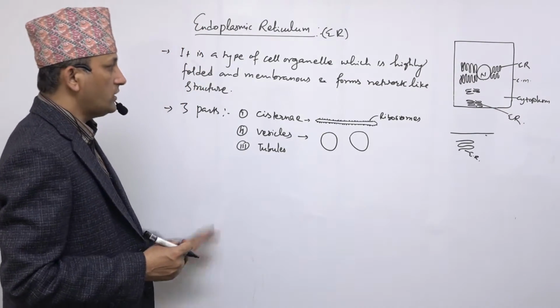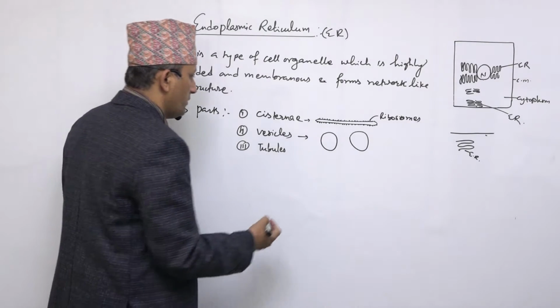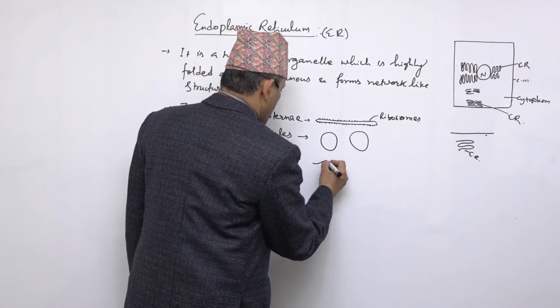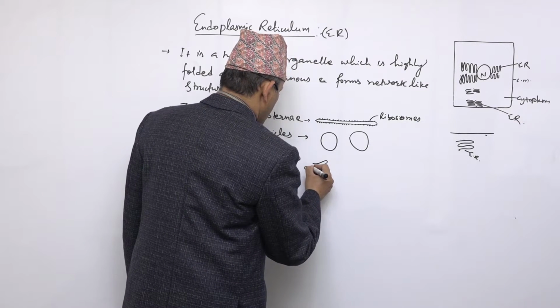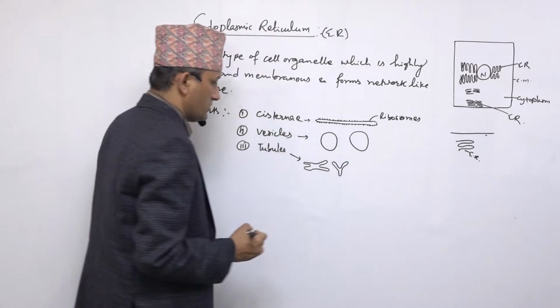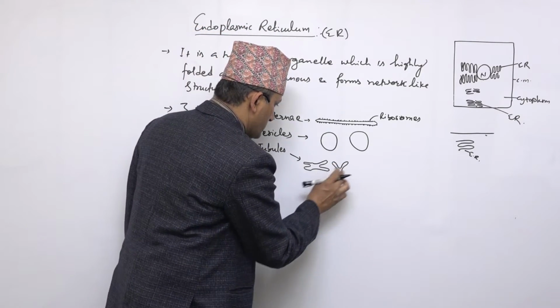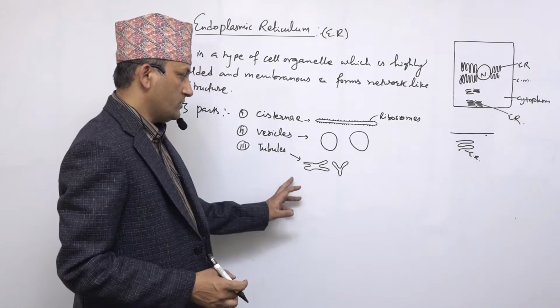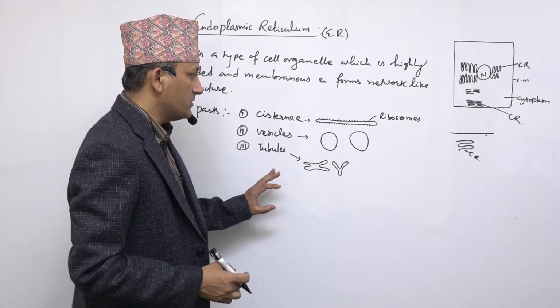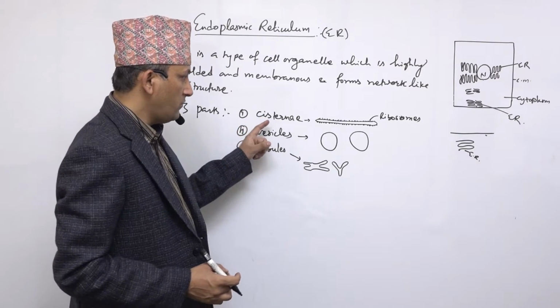Oval or rounded in shape. It is not a tube-like structure; it is more or less oval or round in shape without ribosome on its surface. And the tubules are also tube-like structures, but these are highly branched in this way. Let's suppose you can see a highly branched structure. Tube, but it is branched, but without ribosome on its surface.